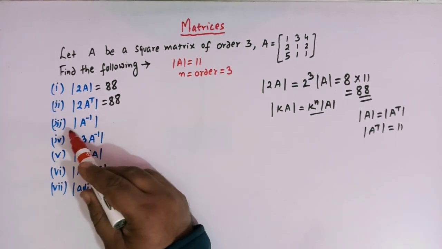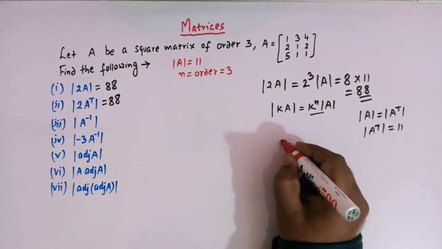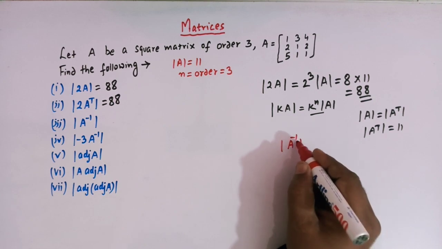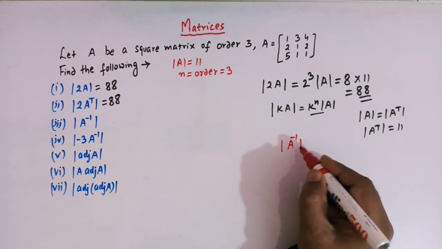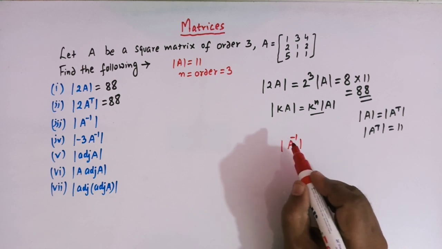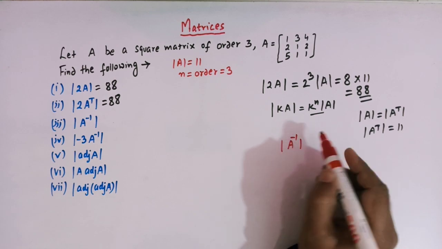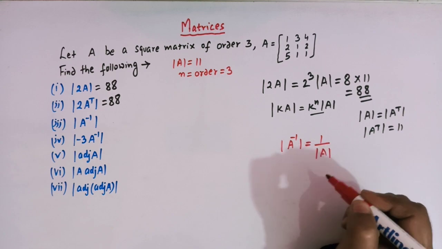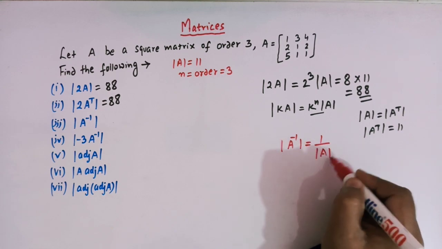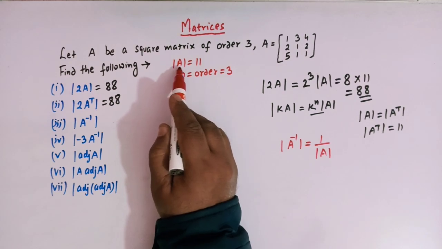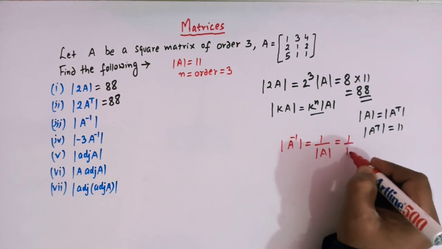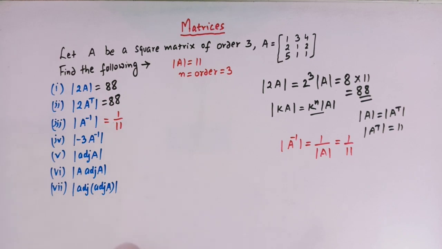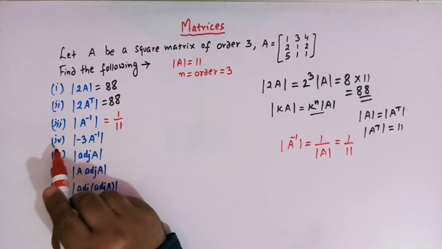Now let us take the third result. Here we have to find the value of the determinant of the inverse of matrix A. So we know that the value of the determinant of the inverse of matrix A is the reciprocal of the value of the determinant of A. We have already calculated the determinant of A as 11, so we have 1 over 11. So here we can write 1 over 11.